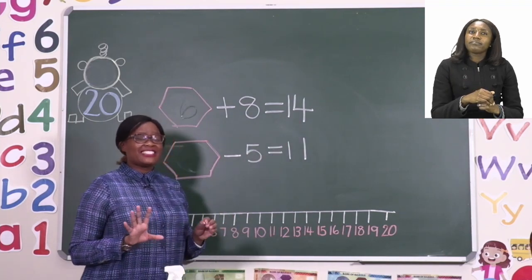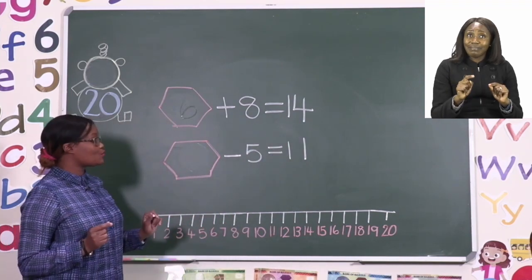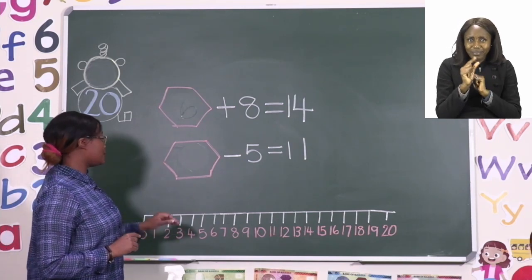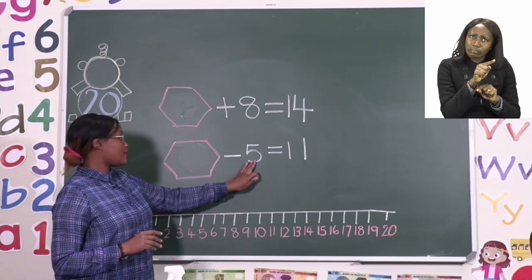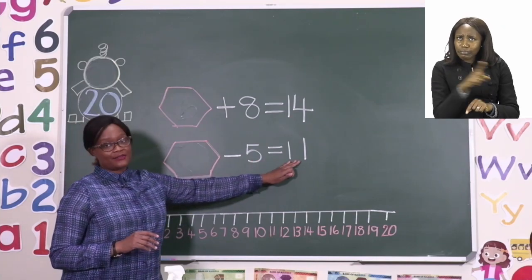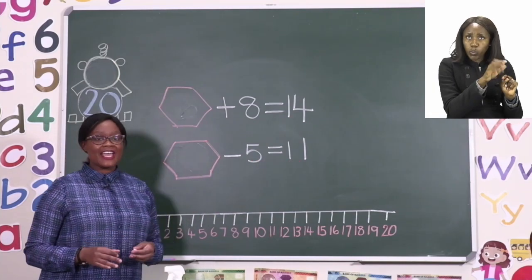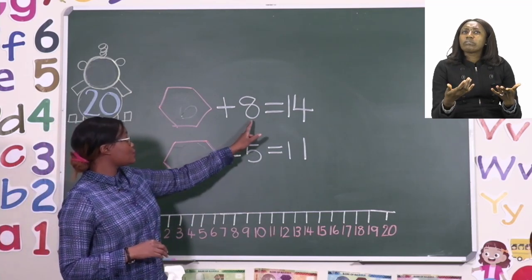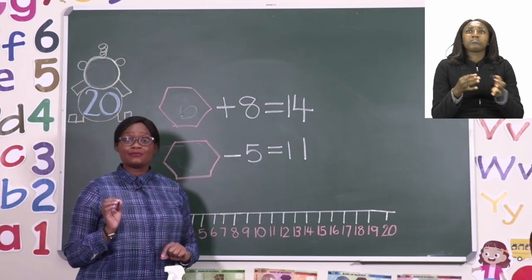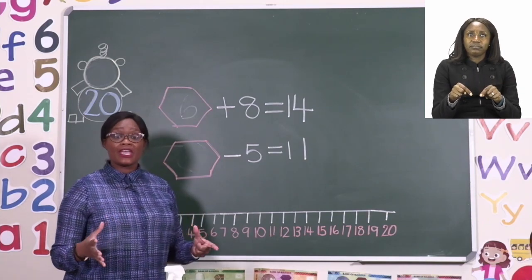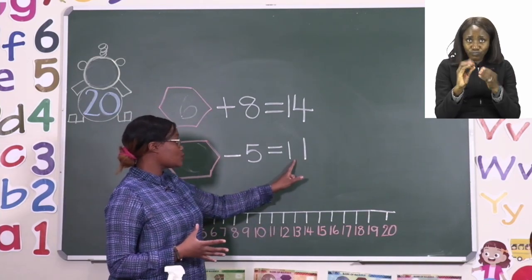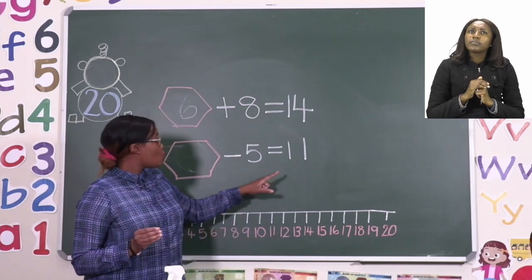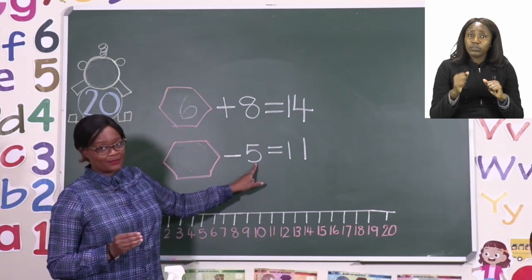Now this method changes when we are subtracting, and let me show you how. We say dash minus 5 equals 11. So instead of counting on the way we started by looking for the small number, when we are subtracting, we look for the big number and we count on from there. But how many times do we count on? We count on 5 times.